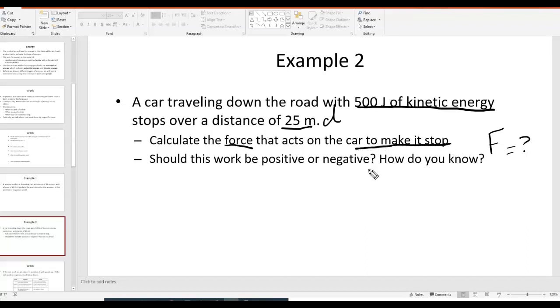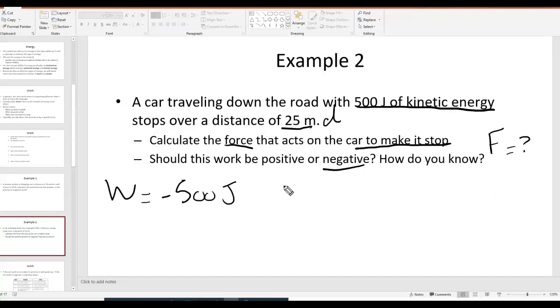Now this is completely a concept question. You need to understand the concept of work. Because remember, work is the energy added or removed from an object by a force. So if we want to make the car stop, if it starts with 500 joules of energy, how much of that energy do we need to take away? Well, if we want to make it stop, that means we need to take all of the energy away. So that means we need to do negative 500 joules of work, because it has all that energy and we want to take that energy away so the car stops.